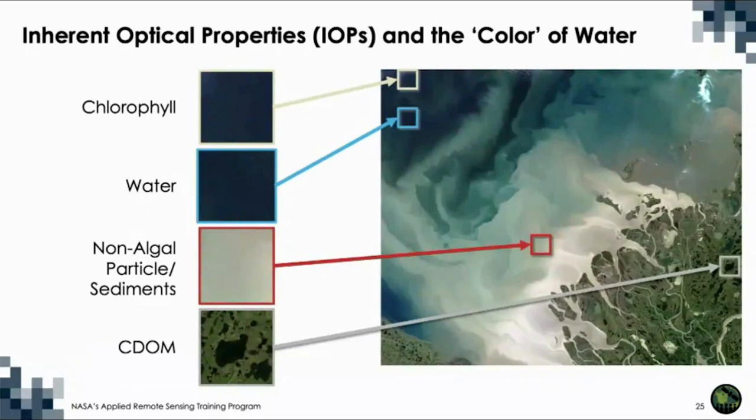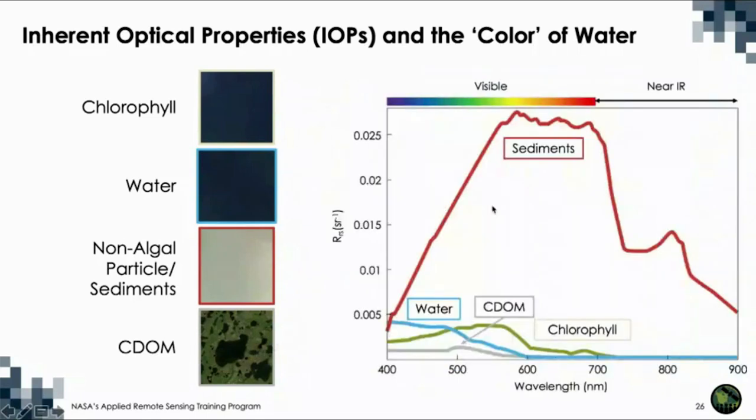Because of the inherent optical properties of water, water color indicates water quality. For example, water itself appears blue, chlorophyll appears green, indicating the presence of phytoplankton, non-algal particles or sediments appear brown, and CDOM looks dark, as shown in this figure. As shown in this spectrum, in optical wavelengths, different water quality parameters absorb at certain wavelengths, affecting water-leaving reflectance at different wavelengths, and this information can be used to derive water quality.